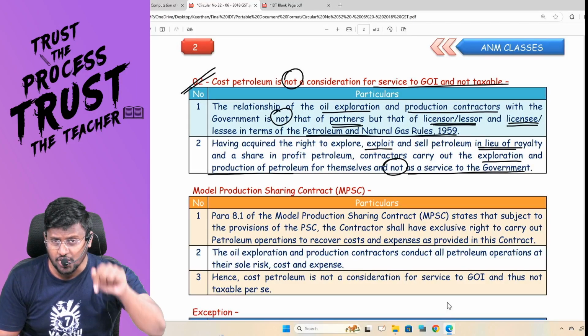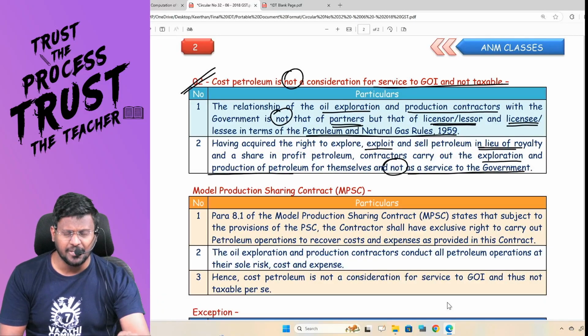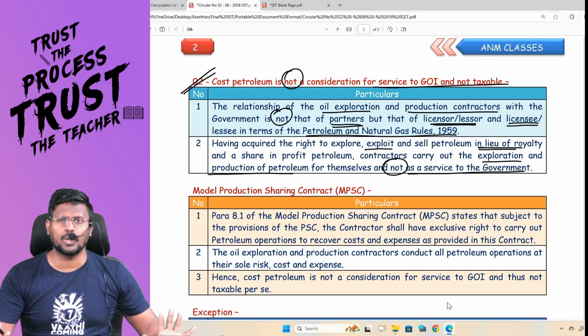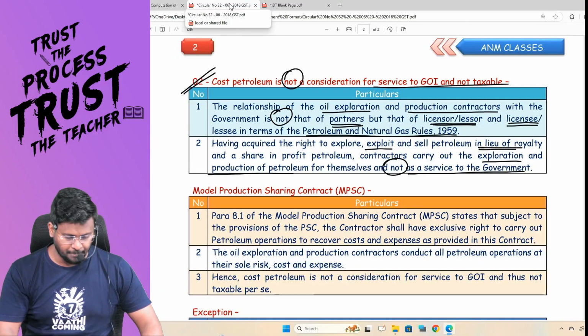But inside that cost petroleum, royalty paid will be there. For that royalty, the OEPC is liable to pay tax under RCM. There is no doubt about it. There is no exemption for that. Only for profit petroleum do we have an exemption.